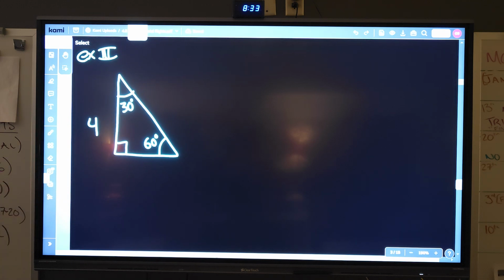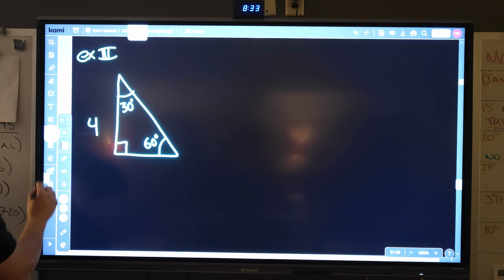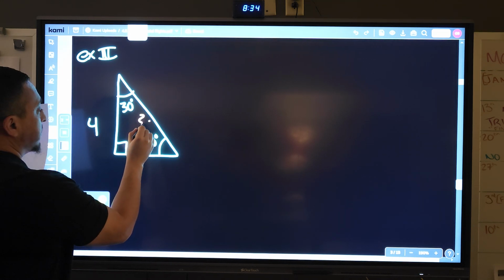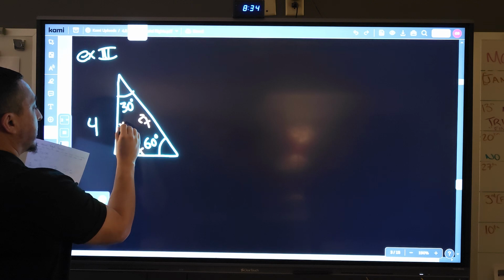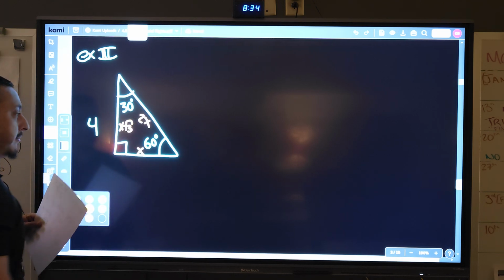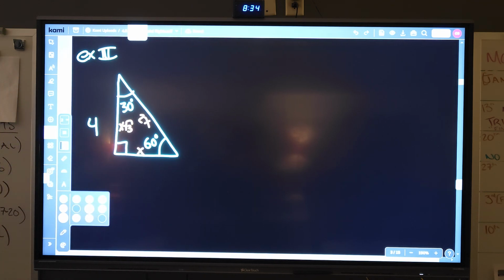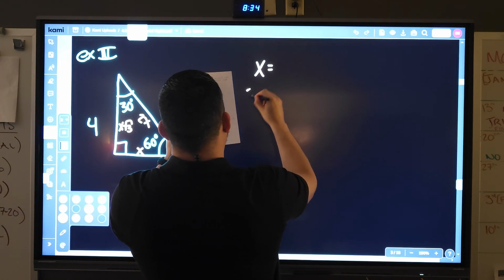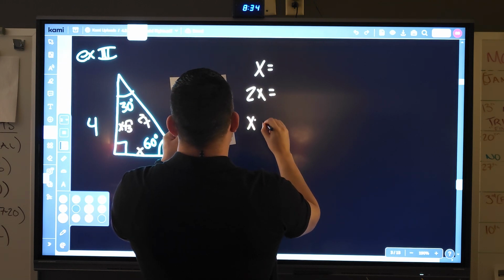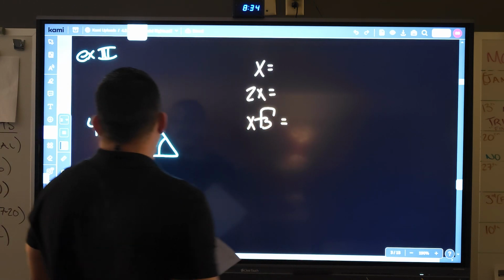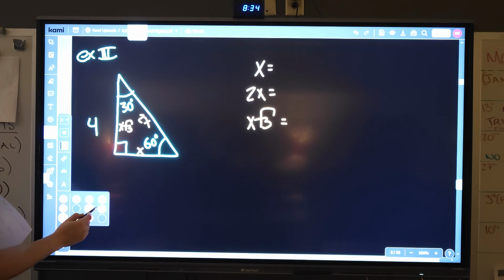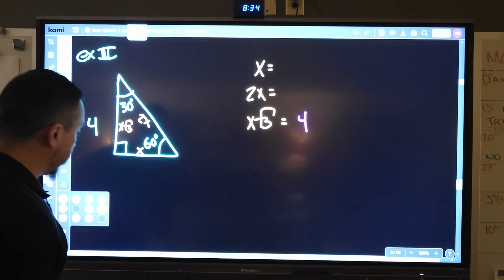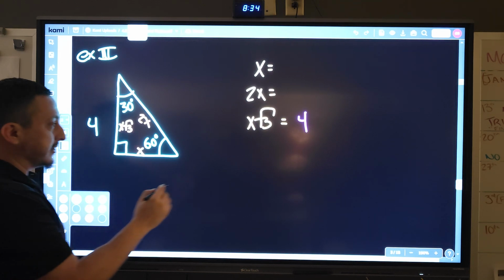Okay. So again, we fill in what each side is. The 30 side is x, this side is 2x, and this side is x square root of 3. This one might work out a little uglier because I just made it up, but it's okay, so you can see an ugly one. So x, 2x, and x square root of 3. The side that I gave you here is that one. So I said this one's 4.